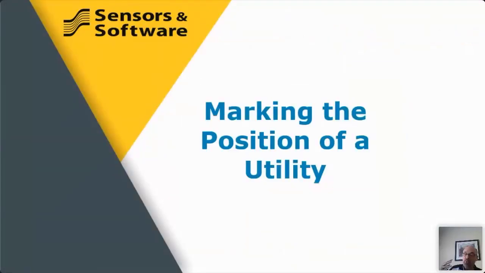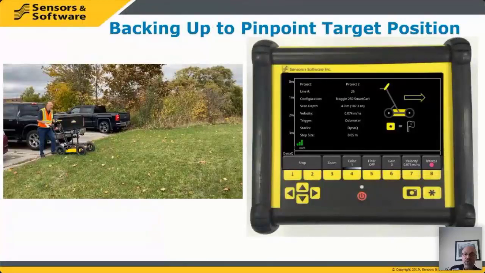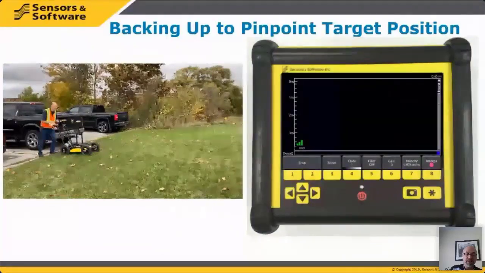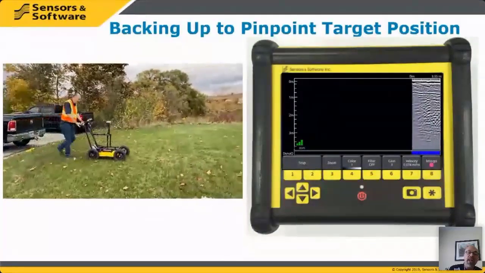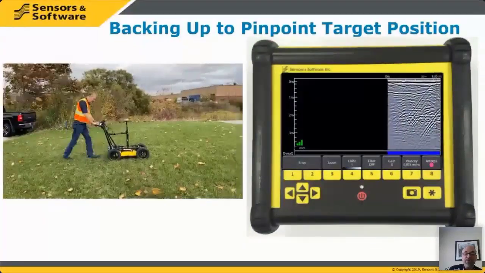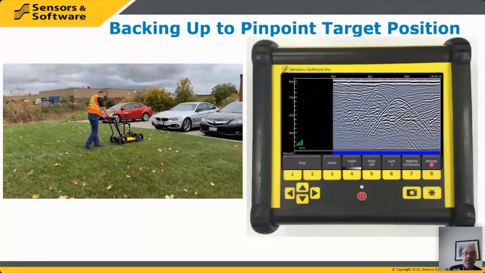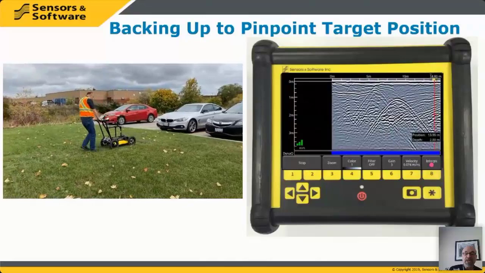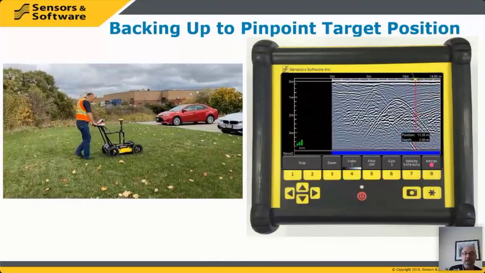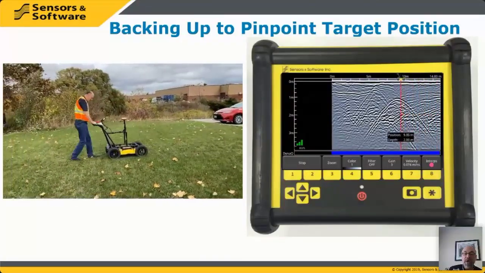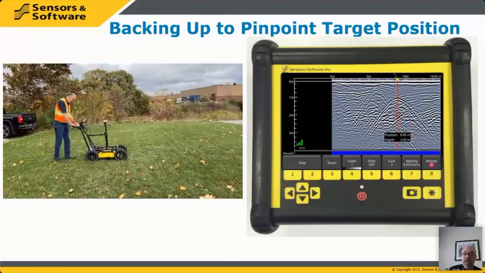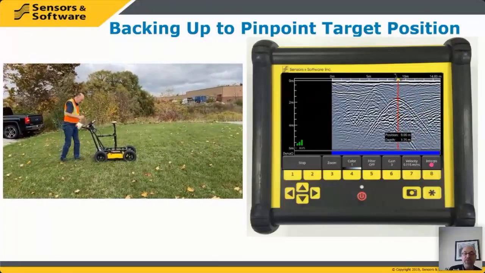Having said that, once you find a utility, how do you mark it? How do you indicate that on the ground? I want to show this video so you can follow along. This is what happens with GPR. You really don't find an object until you've crossed it. So you go across it and say, wow, there's a big hyperbolic shape. I'm going to back up. You follow the red line back and you realize, okay, now I'm right on top of the hyperbola. So that's where the object is.